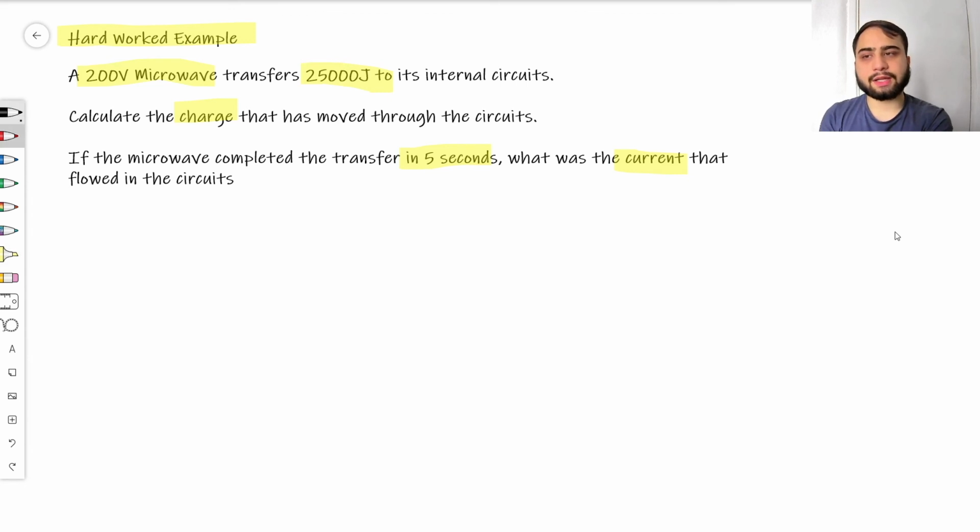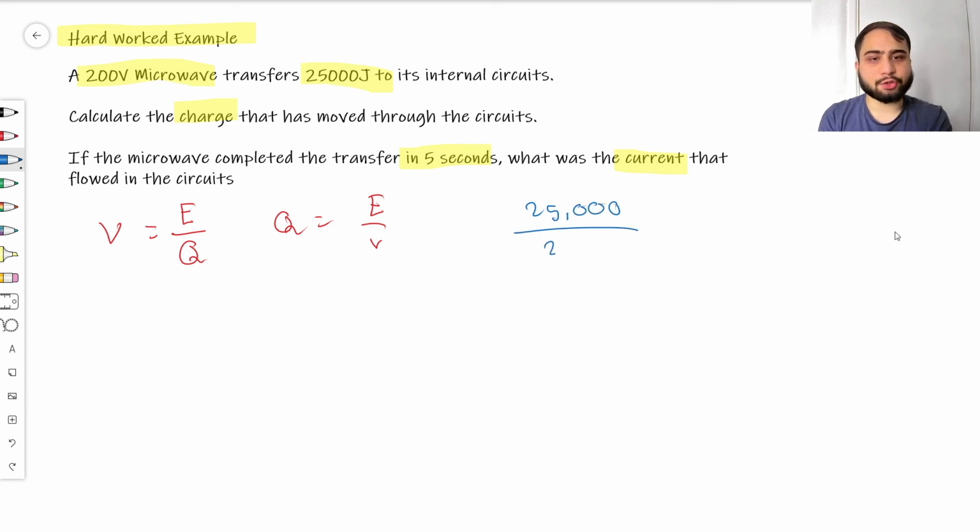We know that we're looking at potential difference and energy. If we go back to our potential difference definition, that is the amount of energy transferred per unit charge. So V is equal to E over Q. Now we want Q, charge, so let's rearrange this equation. We end up with Q is equal to E over V. Now let's input our numbers. The energy transferred in joules is 25,000, the voltage is 200, and this ends up giving us 125 coulombs, because remember, that's the unit for charge. So that's 2 marks right there.